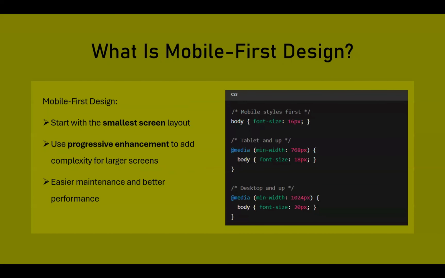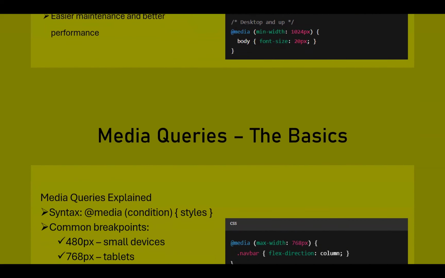So what is mobile first design? Mobile first design is basically you start with the smallest screen layout, and then you use progressive enhancements to add more complexity or more logic for larger screens. So you have to design with the mind that, okay, when I'm designing, I'll be looking at phones first, and then I'll be changing to different devices to see how it looks on devices larger than phones. So that will be tablets, laptops, desktops, and easier maintenance and better performance. These are some things that building websites with responsiveness in mind would help produce.